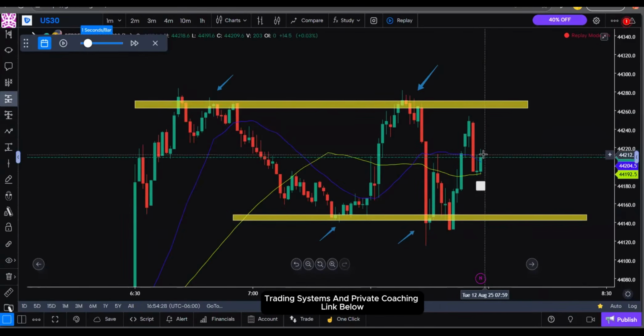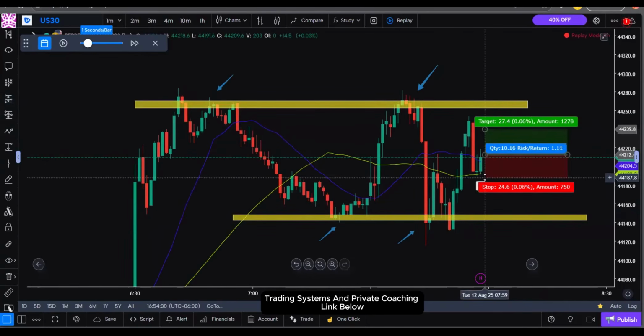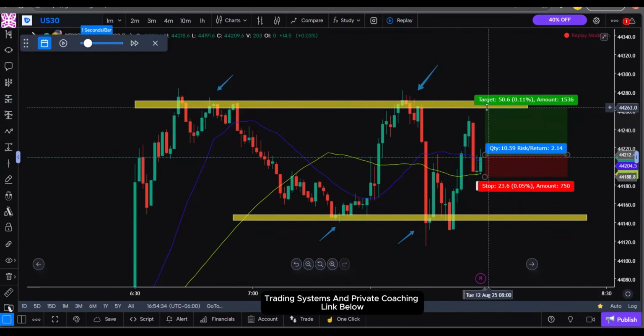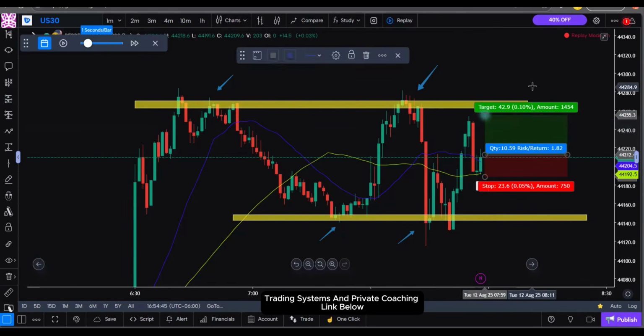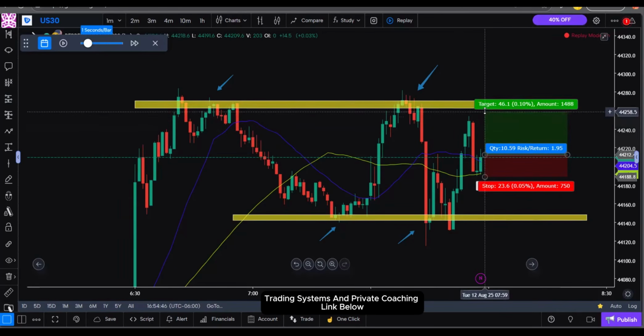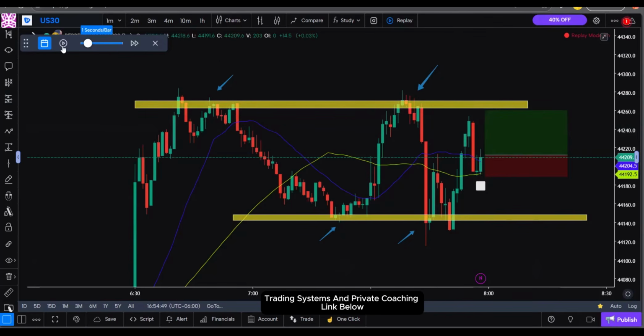White square, that's where we got our signal. We're gonna place our stop loss below the candle, and we're gonna target these highs. Or if you want to be more conservative, you can target these highs or 20 points. Okay, guys, so let's see where price goes. Let me just target that area and let's see how far price goes. Immediate. Okay, beautiful, beautiful trade.